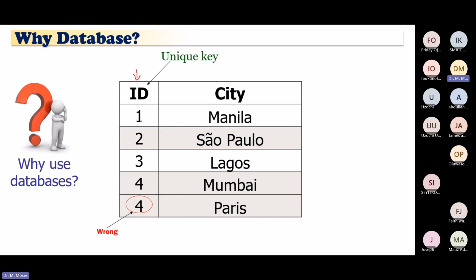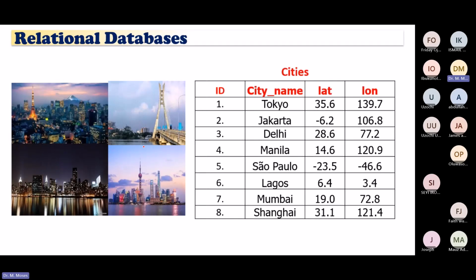Your NIN, your BVN, these are unique values that can be defined to avoid duplicate values. So a database helps you to avoid such duplicate data sets. Then we'll talk about relational databases.